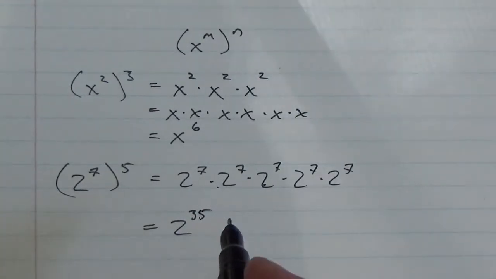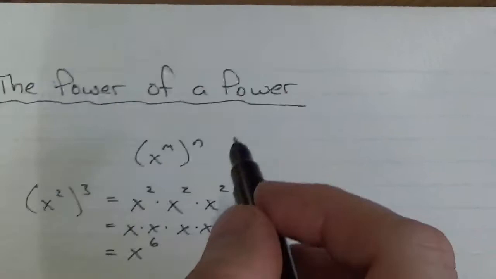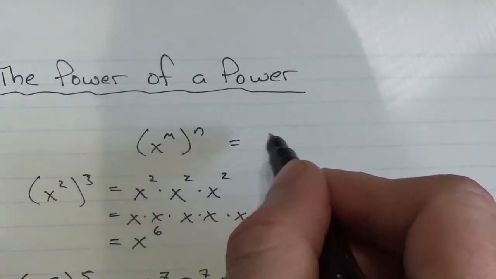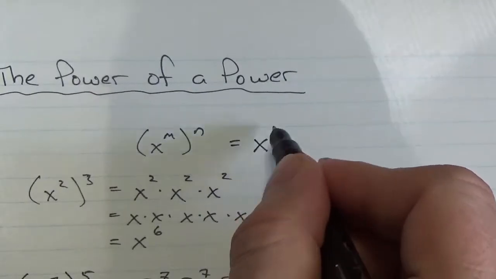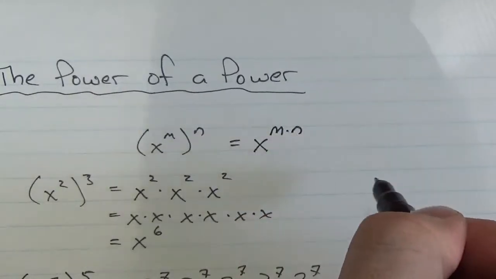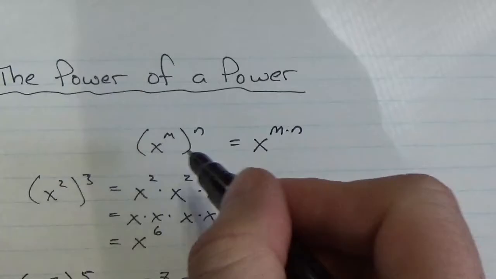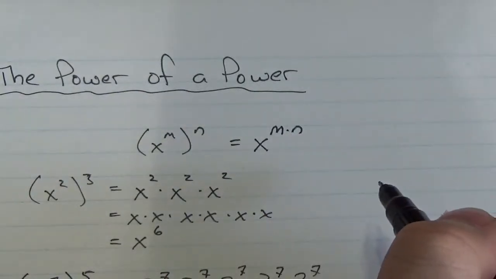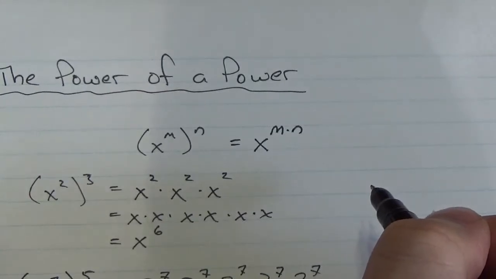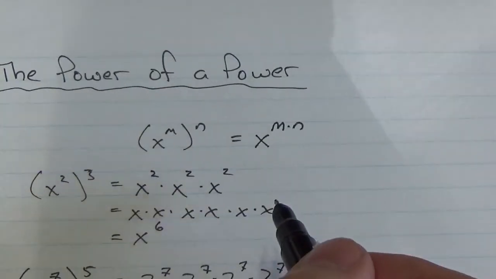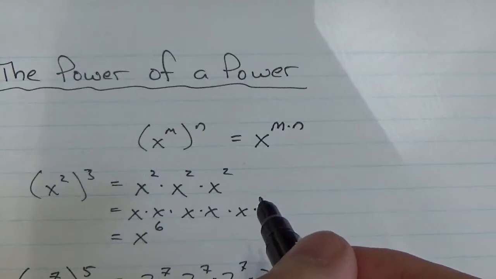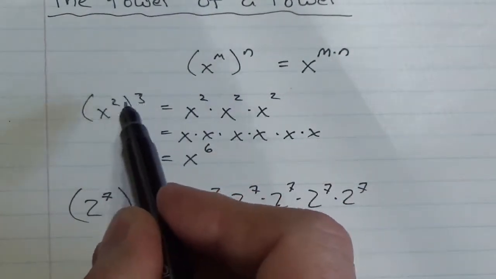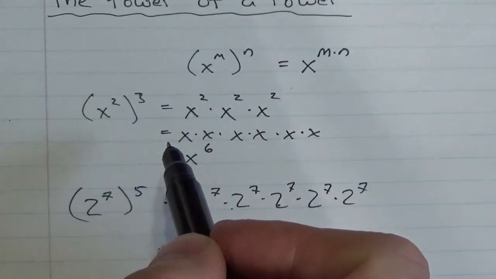So please, please bear in mind, going right back up to the top: when I've got x to the m to the n, the way you simplify that is to make that x to the m multiplied by n. Okay? You take that power of a power and you multiply the exponents together. That's how we do that. Please be watching for that. Please watch that you're not inadvertently applying the power to that inside exponent in the wrong way.